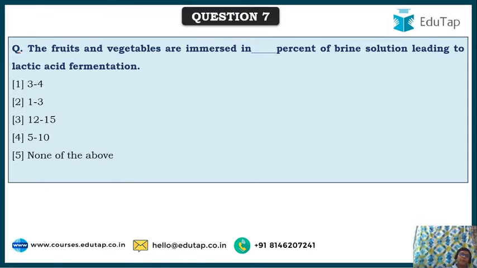This is on post harvest technology, food processing, and the question says the fruits and vegetables are immersed in dash % of brine solution, that is salt solution, leading to lactic acid fermentation. So lactic acid is one of the important components in preserving the fruits and vegetables. And here what is that % of brine solution that is apt for development of this lactic acid fermentation for preserving the fruits and vegetables? Anyone? This is from the food processing model bankable project.